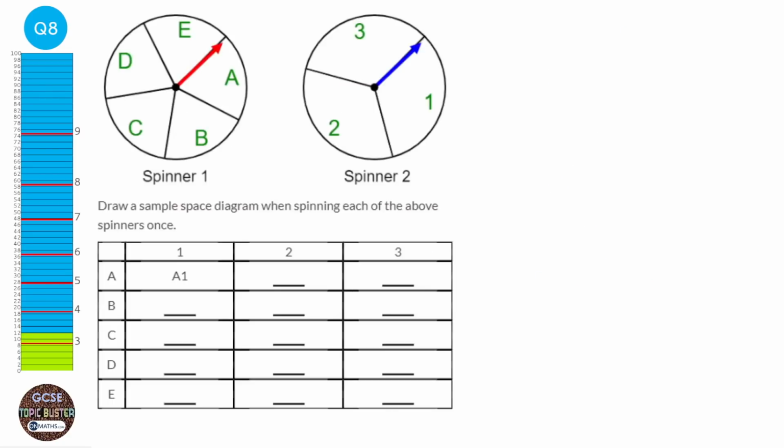A sample space diagram is basically a diagram that shows all the outcomes, and we've got the outcomes from spinner 2 at the top, so either 1, 2 or 3, and we've got the outcomes from spinner 1 down the side, so A, B, C, D or E. And we're just writing down all the combinations. So this will be A2, A3, and then this will be B1, C1, D1, E1, and this will be B2, C2, D2, E2, and this will be B3, C3, D3, and E3. And this represents all the possible outcomes you can get from both spinners.